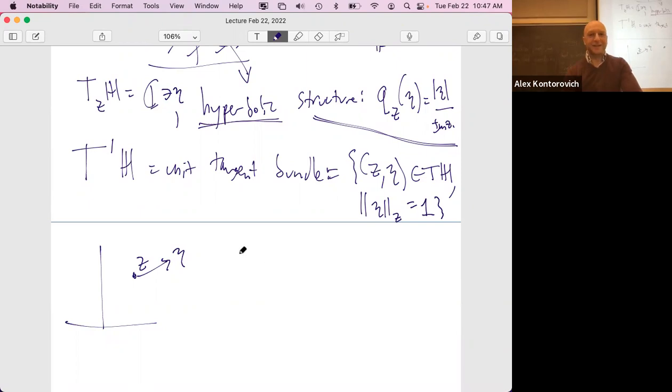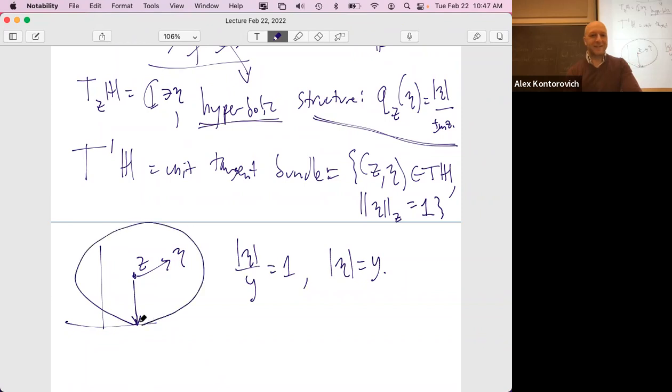So what does this actually look like? If eta over the imaginary part of z, I'll call that y, is equal to 1, then the length of eta is exactly equal to the height of z. So in fact, this is the set of unit tangent vectors around z. And if z was here, then this would be the set of unit tangent vectors around z. Horocycle looking things, right?